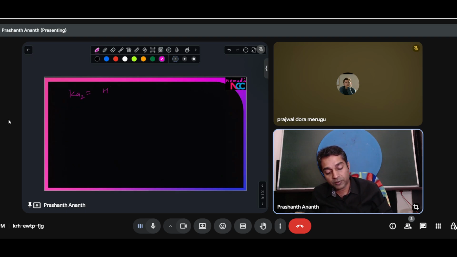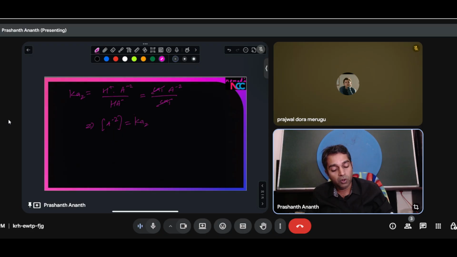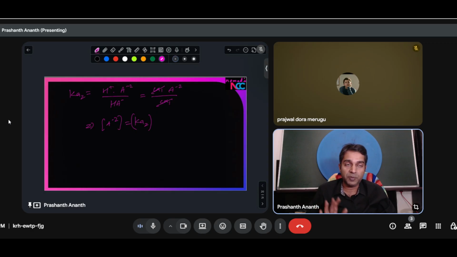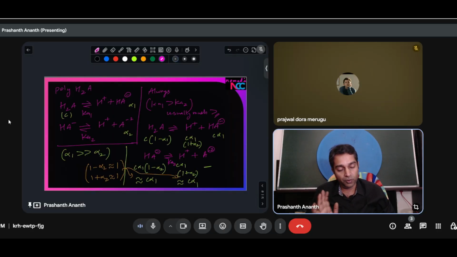So it is [H+] into [A²⁻] by [HA⁻], meaning it is Cα1 into [A²⁻] divided by Cα1. So both will cancel, meaning I will have the concentration of A²⁻ ion being equal to Ka2 when you have this kind of polybasic acid, where there is a dibasic acid at play. So this is one of those cases with respect to polybasic acids which you need to properly understand.